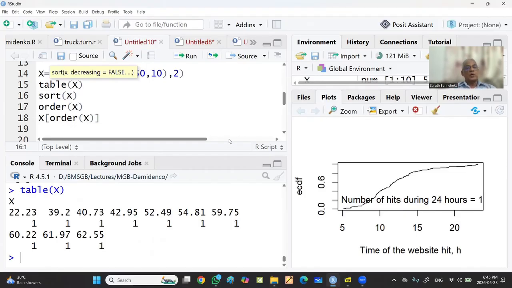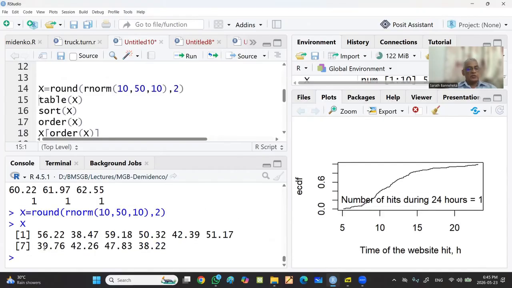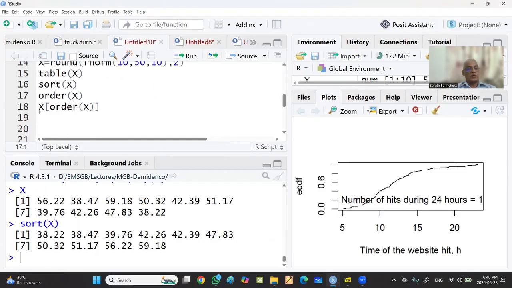Now, in order to put the data in order, this one is actually already sorted, but in the x we don't have the sorted data. X can have any order, right? So you can see this is the second one. This is smaller than this one, so they are not in order. But if you want to sort them, you can use this function sort. So that will put the numbers from the smallest to the largest. That is one way to sort the data.